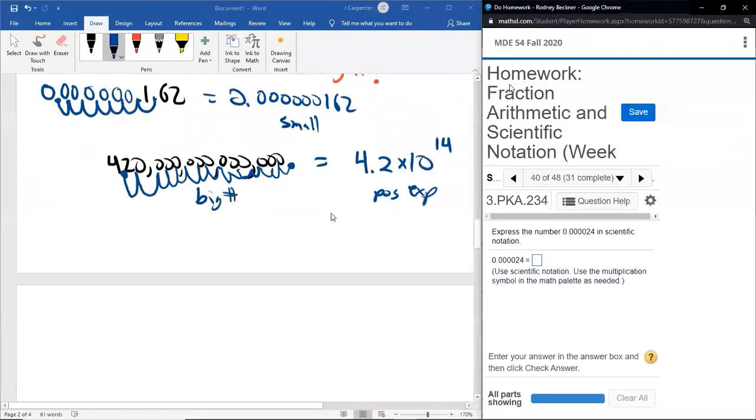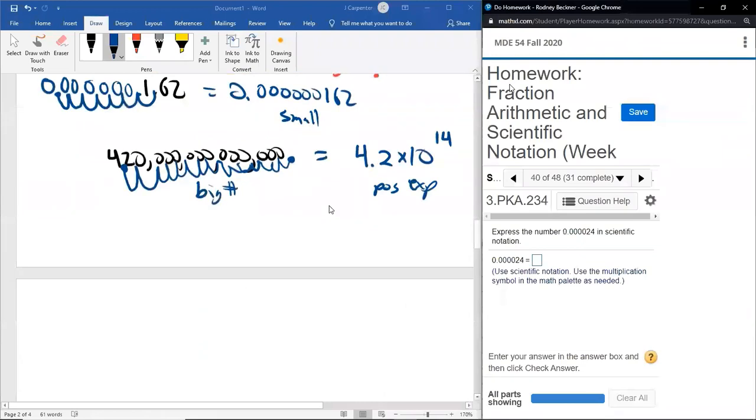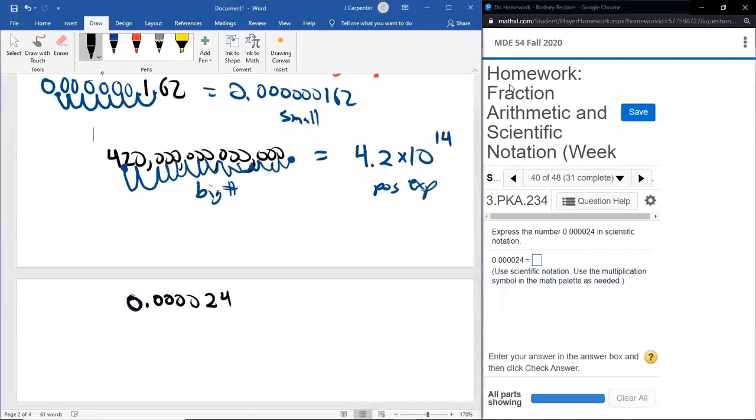All right, another one. Express the number point that is 1, 2, 3, 4 zeros, and then 2, 4 in scientific notation. So what we've got is 0.1, 2, 3, 4 of them, then the 2 and the 4, and we want to convert this to scientific notation. So this is the same style problem as last time, it's just a different type of number. That was a big number, this is a small number.